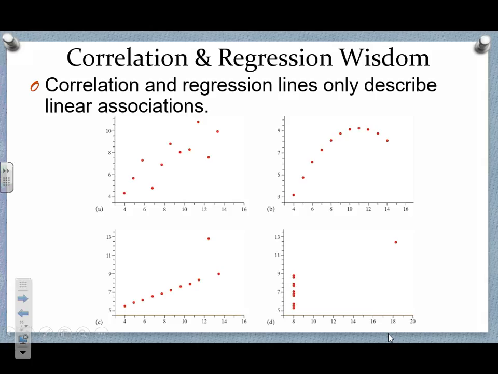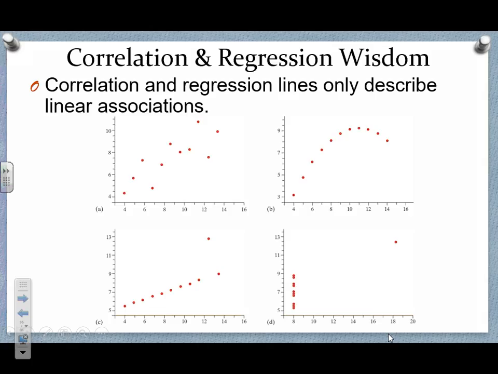So we'd be a little hesitant there because we know correlation is not resistant, so that outlier is going to affect it, right? So of these four graphs, the only one we'd probably want to use correlation for and not have any reservations would be part A. It's got a linear positive association. We can use correlation to denote the strength between those two variables.